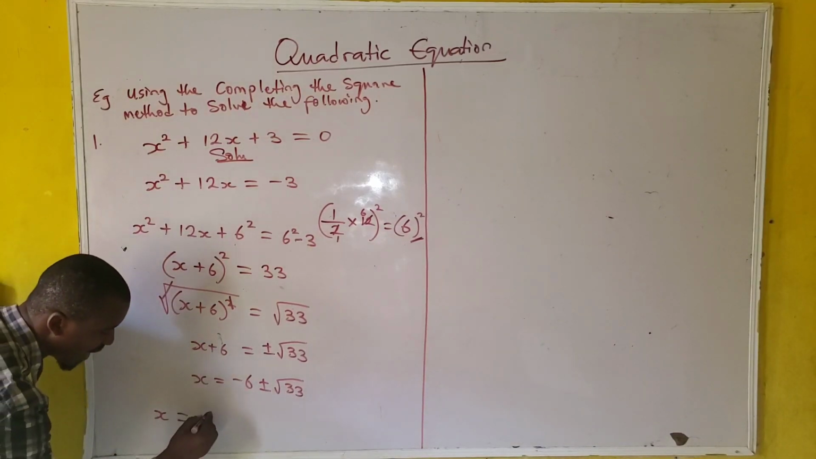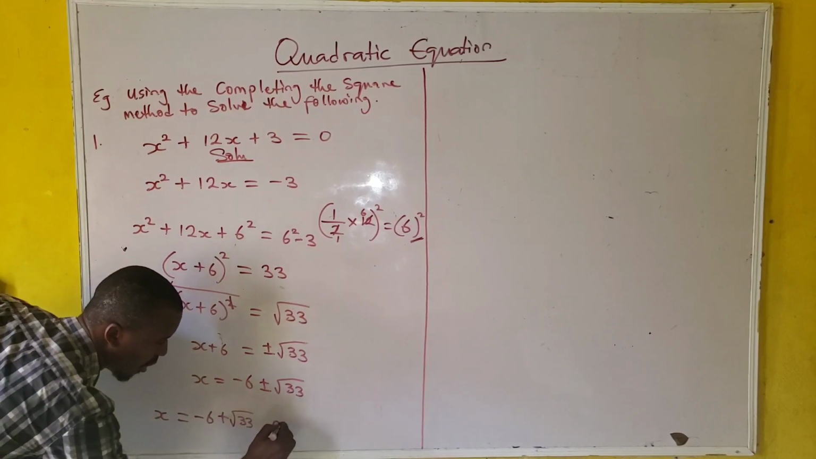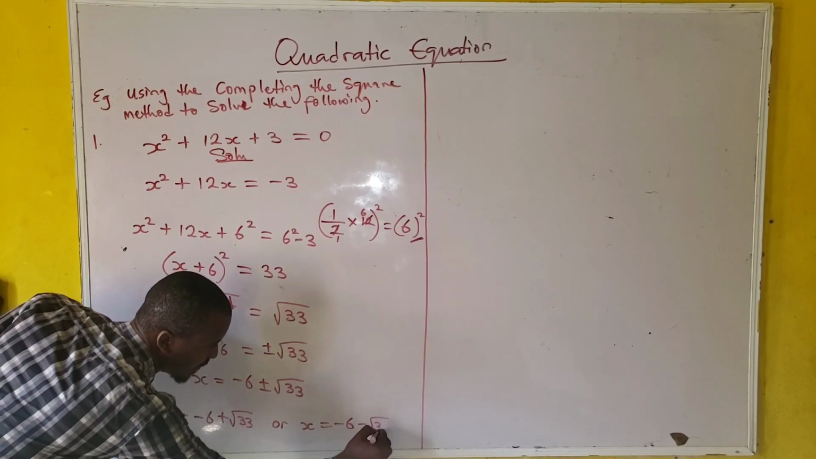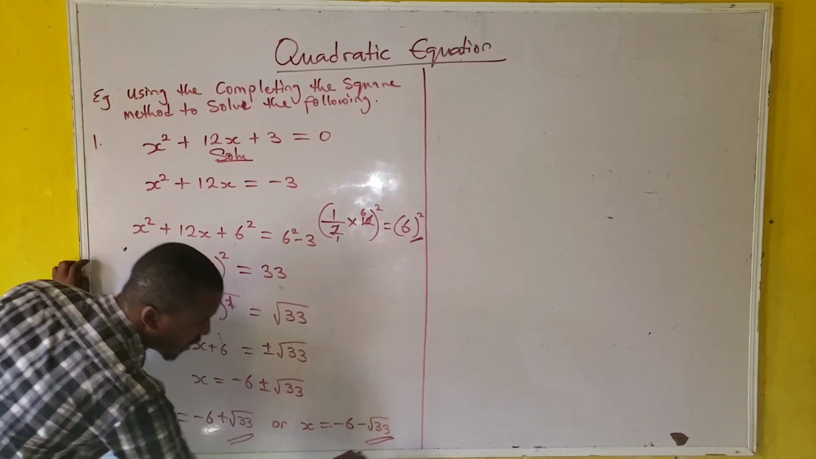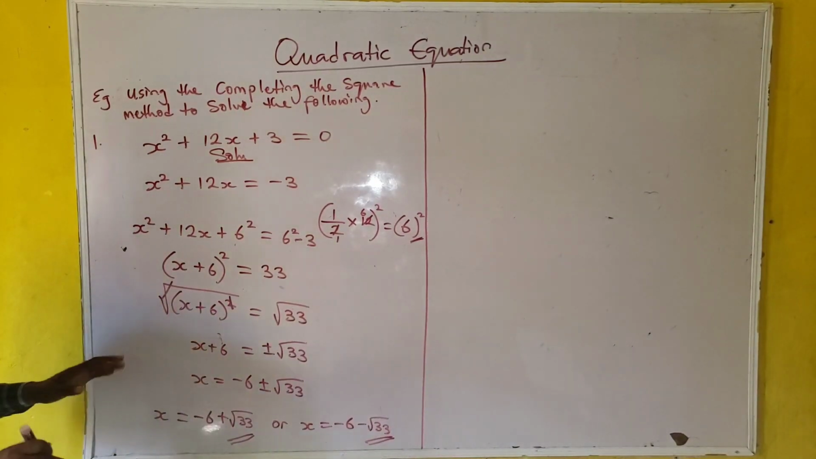So we are going to have x equals minus 6 plus square root of 33, or x equals minus 6 minus square root of 33. You can leave your answer in this form, or you can use your calculator and get the value. It's as simple as that.